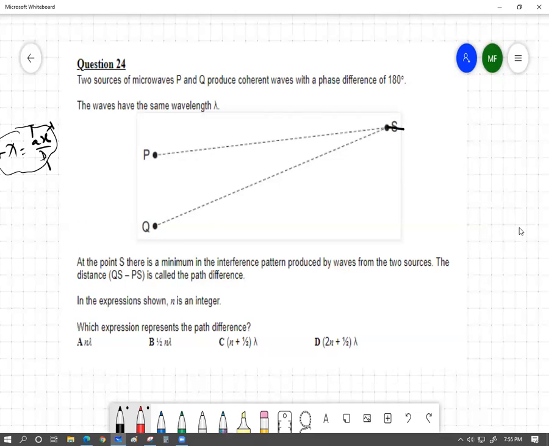In this case, the path difference should be n lambda, because they already have a half lambda path difference within themselves from the first source, because they have a 180 degree phase difference.